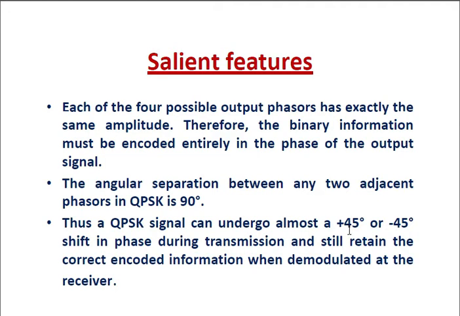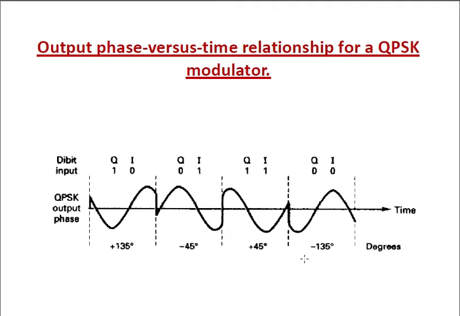So the salient feature of this scheme is that each of the 4 possible output phasors has exactly the same amplitude. Therefore, binary information must be encoded entirely in the phase of the output signal. The angular separation between any two adjacent phases in QPSK is 90 degrees. So a QPSK signal can undergo almost a plus 45 degree or minus 45 degree shift in phase during transmission and still retain the correct encoded information when demodulated at the receiver side.